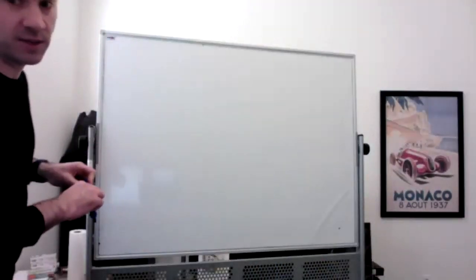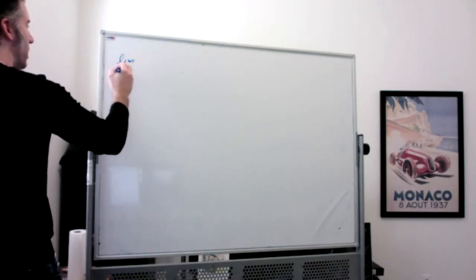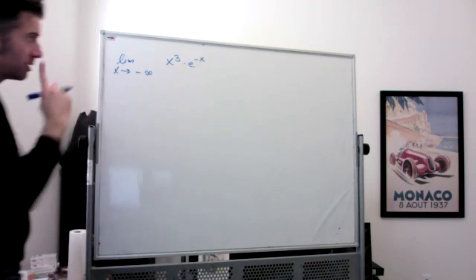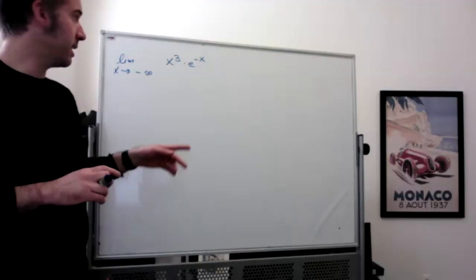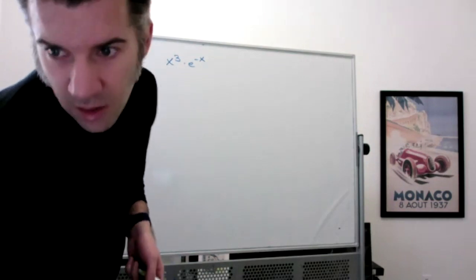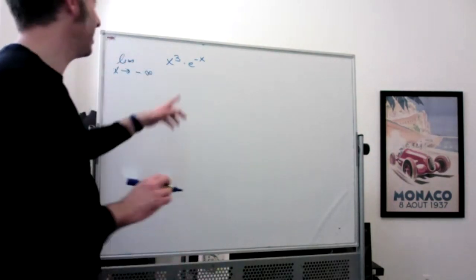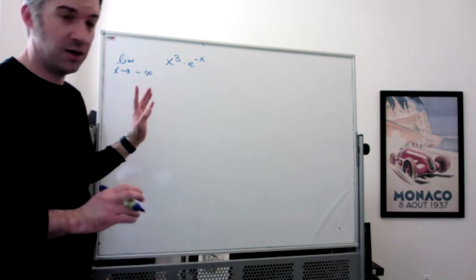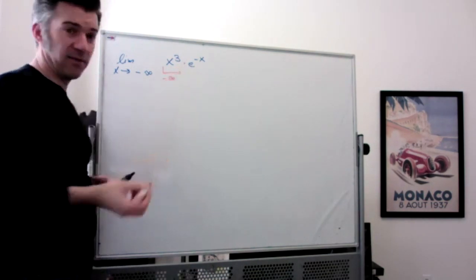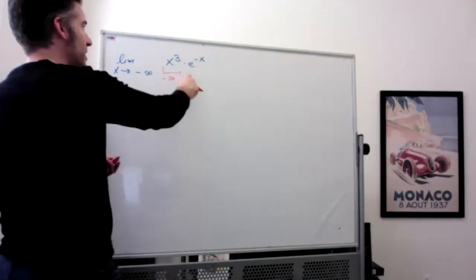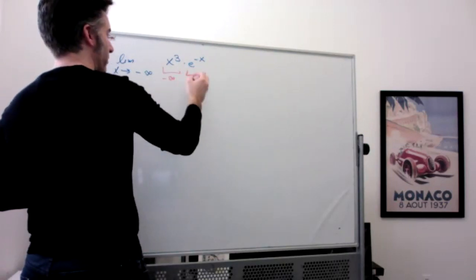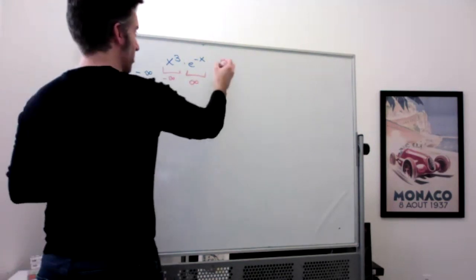So let's look at this one. Look at the limit as x goes to minus infinity of x cubed times e to the negative x. So this problem is an infinity, technically a negative infinity here, times, oh no, I made a mistake. So if it was like this, we wouldn't have to use L'Hopital's rule because you'd have a negative infinity, and negative infinity cubed is negative infinity. And e to the negative infinity is e to the infinity, which is really, really large. And a negative large number times a positive large number is a negative large number.